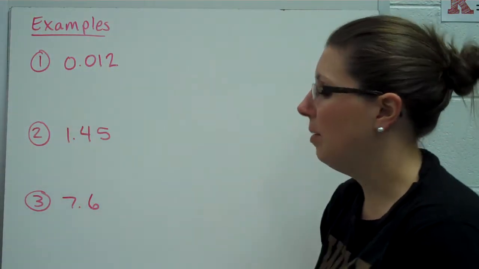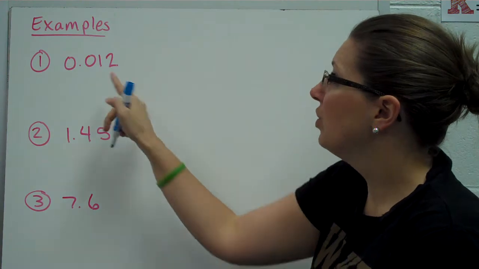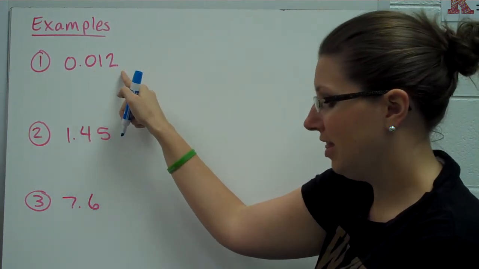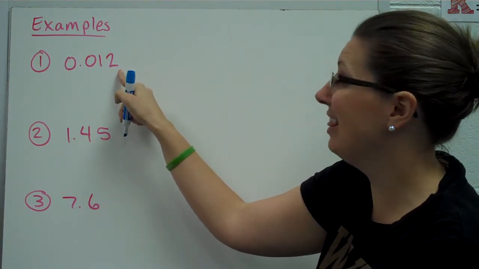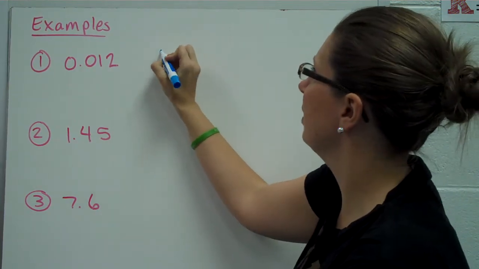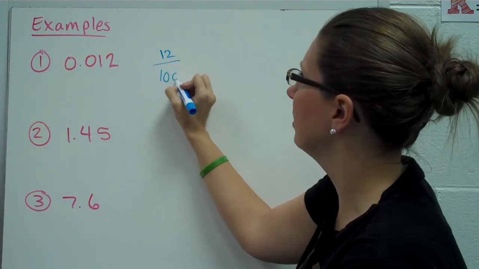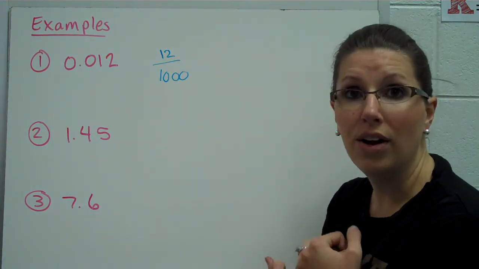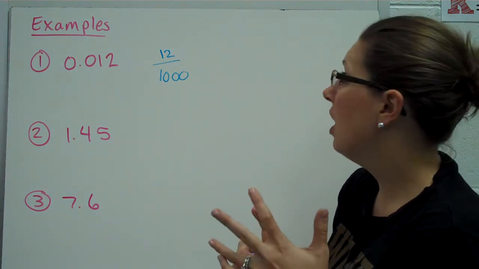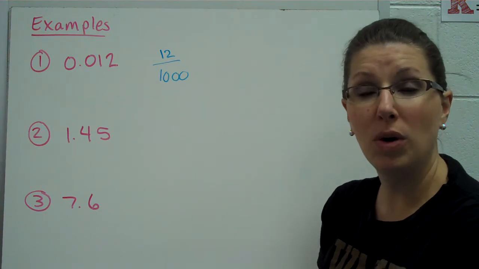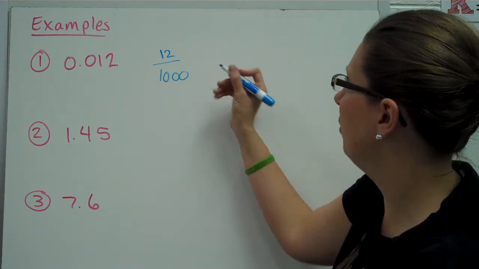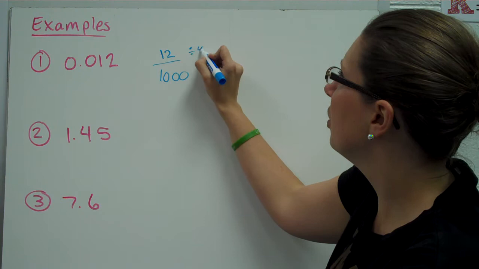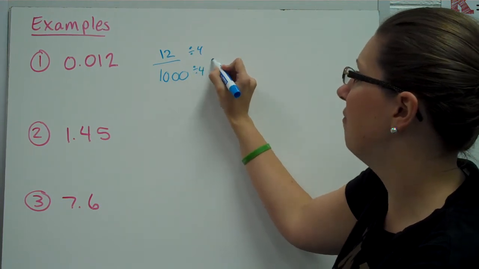We've got number 1, that's 12 thousandths. That's the thousandths place. So we just write 12 over 1,000. And I realize they're both even numbers, so they're divisible by 2. The number 12 is also divisible by 4, and 1,000 is also divisible by 4.